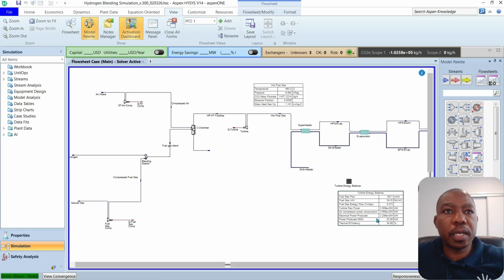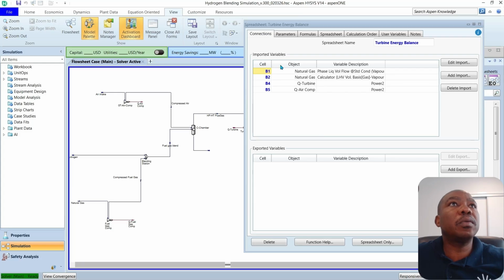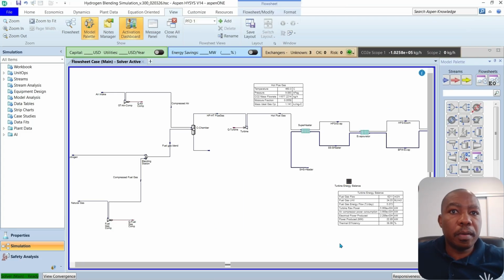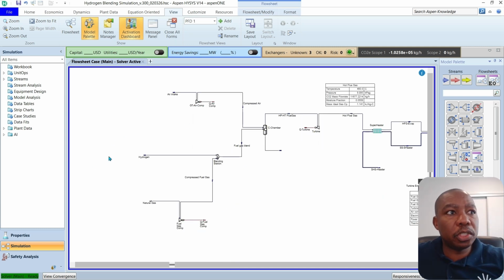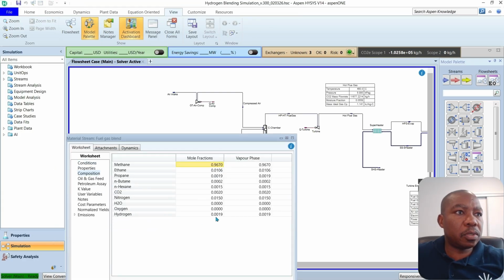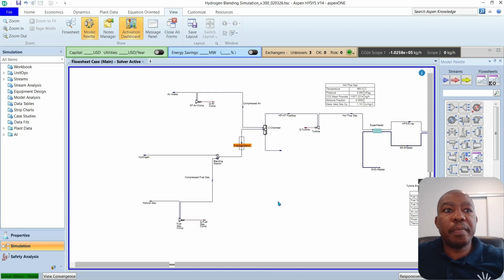So these units are incorrect. We should just fix them up for now. Let me just do that while I'm here. It's unitless. Great. Okay. I need to refresh this table. There you go. Now we've added the hydrogen stream, and its flow rate at the moment is just 1 kilogram per hour. You can see the composition of hydrogen is 0.0019 mole fraction, right? We want to get that to be 20%.